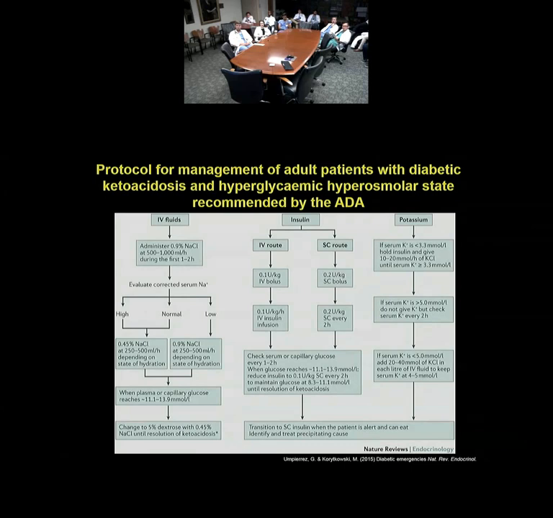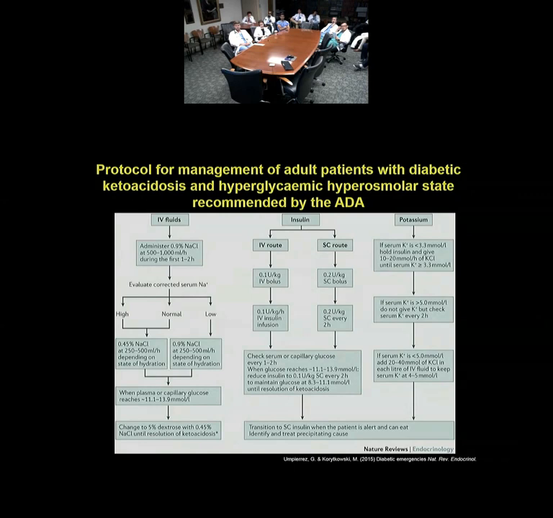If the sodium is high, you can give a half normal saline at 250 or 500 ml an hour, depending on the hydration and depending if people have heart failure. If the sodium is low, you should definitely give normal saline at 250 or 500 ml an hour. Most of the people are young, so you shouldn't be worried about heart condition. And then when the plasma or capillary glucose reaches about 250 to 300, 250 for DKA, 300 for HHS, then you change to D5 half normal saline until the resolution of ketoacidosis.